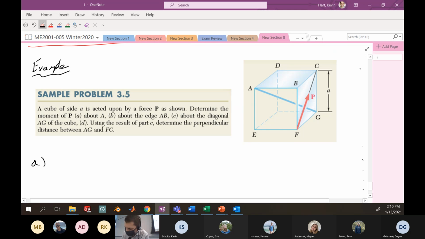Okay. So the first part of this is just like the homework that you just turned in. We want to know what is the moment about A given this particular force. And there's no coordinate system particularly labeled on here, so let's go with a traditional coordinate system. Let's let this out here be the x-axis. This up here will be the y-axis. And coming out at me here, let's let that be the z-axis, just so we're on the same page with the coordinate system.